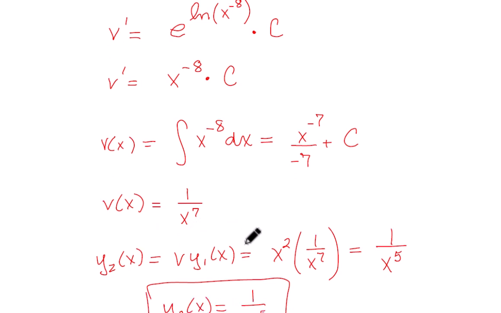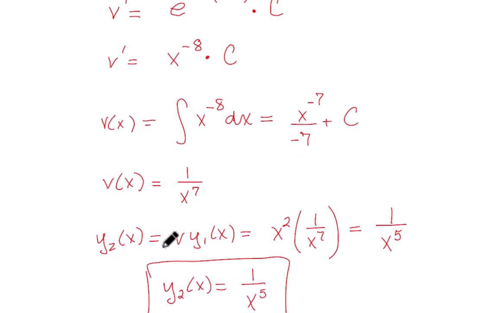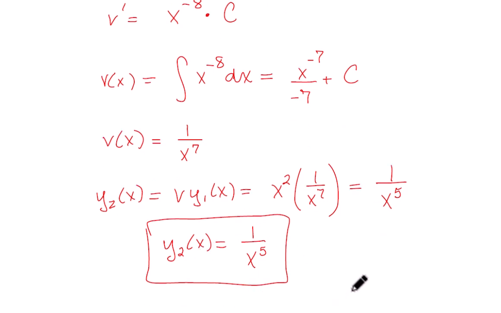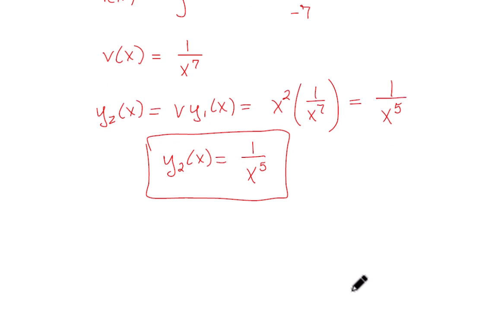And so y2 then is going to be that v times y1. And y1 was x squared. And so my y2 answer is 1 over x to the 5th. And that concludes the discussion for this section.